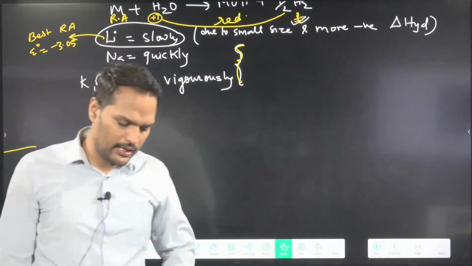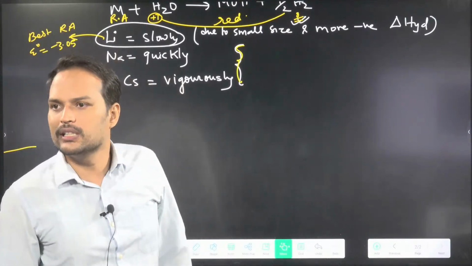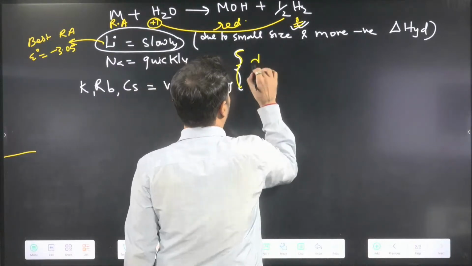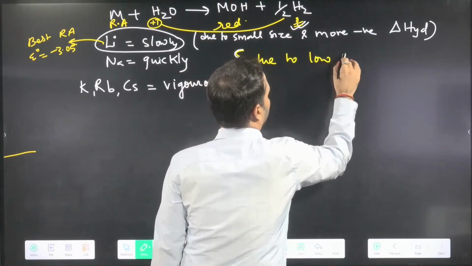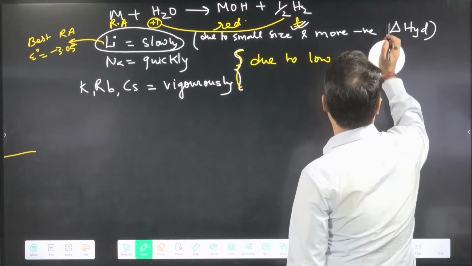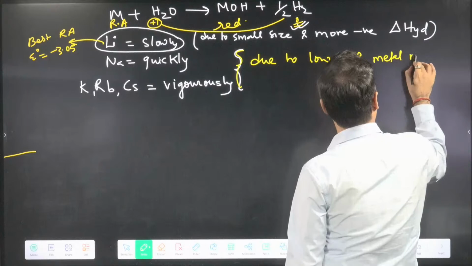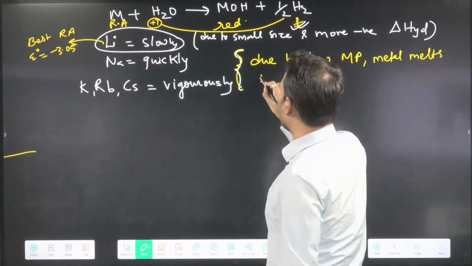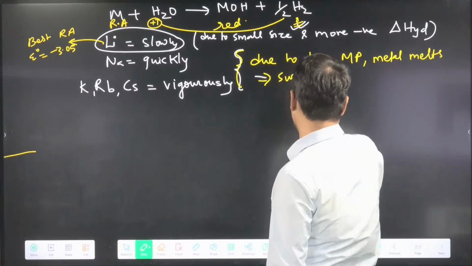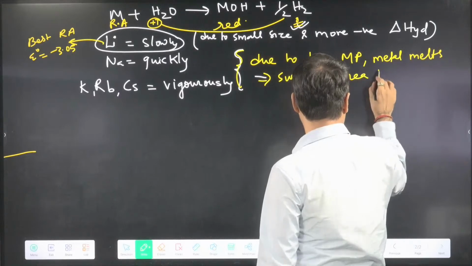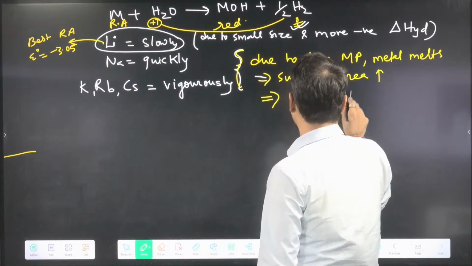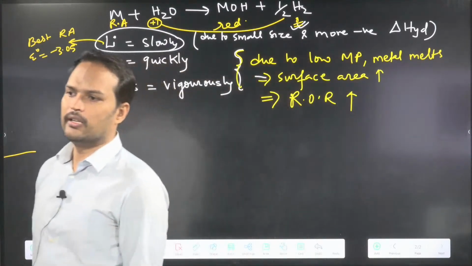Is 5000 sufficient to melt the metal? So they will say that due to low melting point, what will happen? The metal melts. If the metal melts, what will happen? Surface area increases. If surface area increases, what will happen? Rate of reaction will increase. Done? Clear?